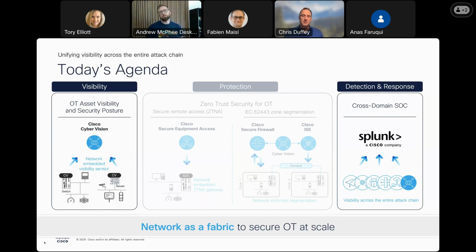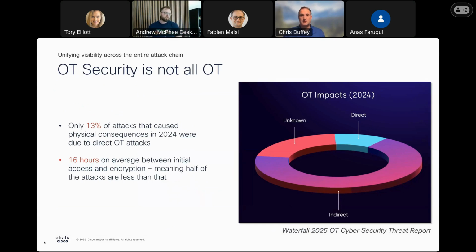And then how do we take that visibility and feed the Security Operations Center so they have all of the data and the context that they need to view attacks across the entire attack chain? Because while I did show an example of OT security being relatively easy, and there are thousands of devices connected to the internet today that would directly impact our OT systems, of that same Waterfall report that I just showed, only 13% of those attacks were due to direct OT attacks. For most of them, it was indirect through IT systems.